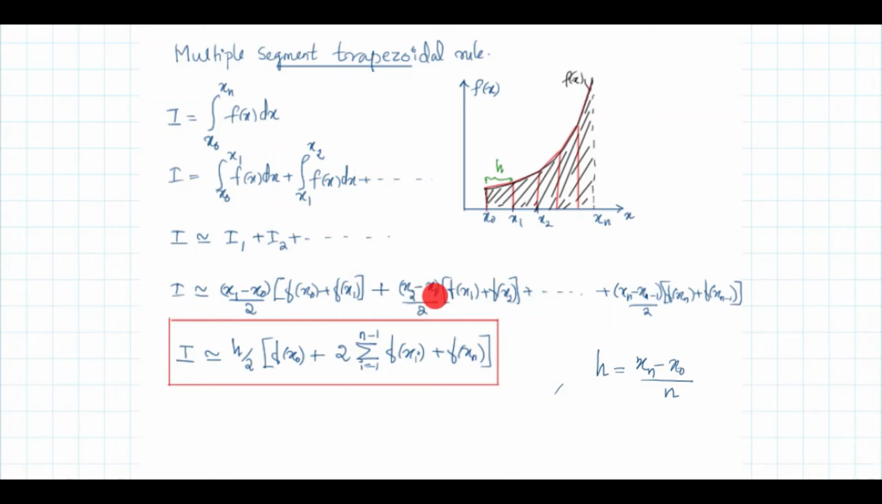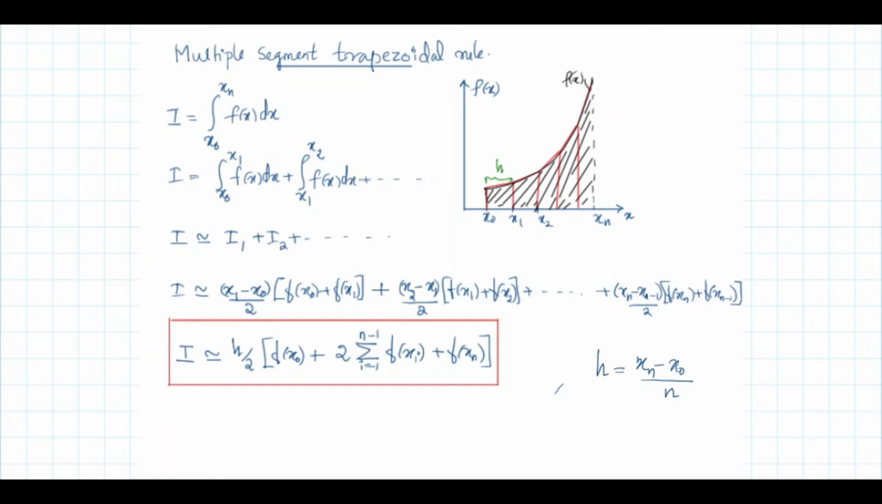Plus for the second trapezoid, third trapezoid, and for this last trapezoid. And if you are dividing this total interval into equal intervals, n segments, each having the same width, and suppose that width is h. That is h is xn minus x0 divided by n, where n is the total number of segments. Then this x1 minus x0 is h, x2 minus x1 is h, xn minus x(n-1) is h.